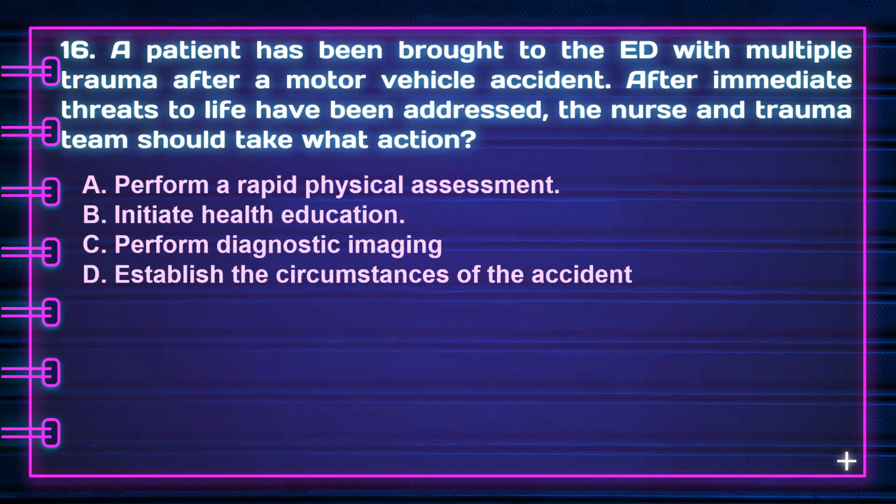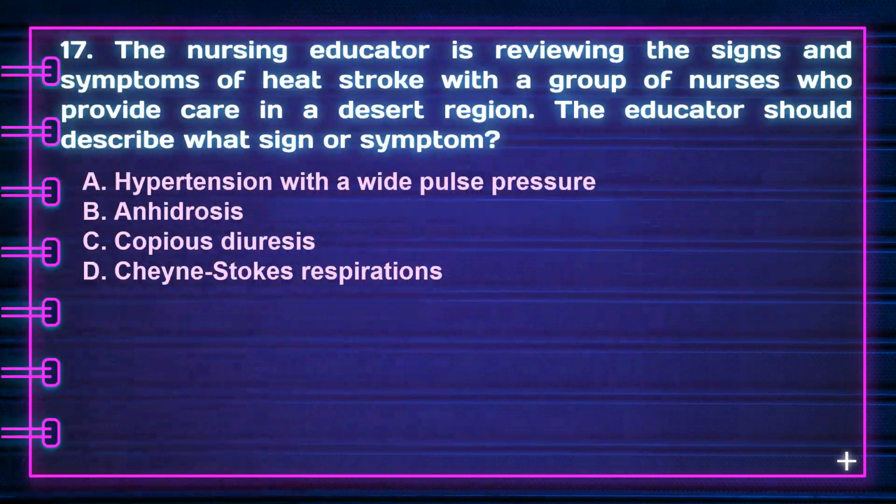Of course, if you have actually corrected the threats, then the next thing that you need to do is to perform a rapid physical examination in order to identify injuries and at the same time set priorities of treatment. So health education, diagnostic imaging, and the team's responsibility are not the priority this time. Your priority is basically having baseline data, and that is performing a rapid physical assessment. 16, answer A.